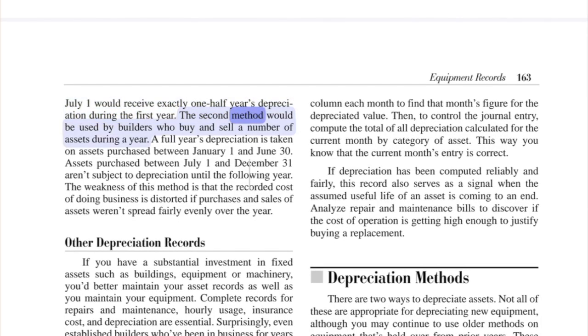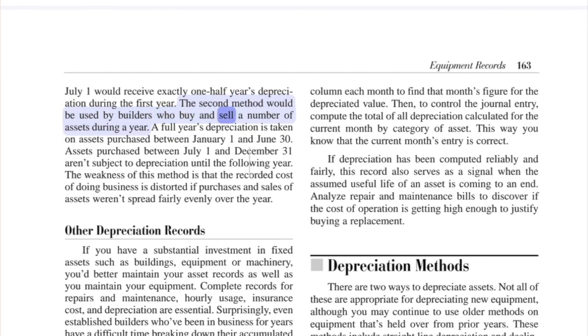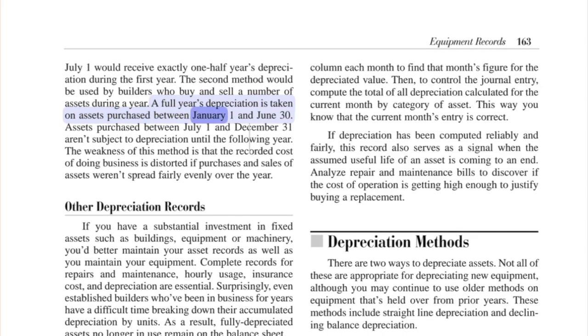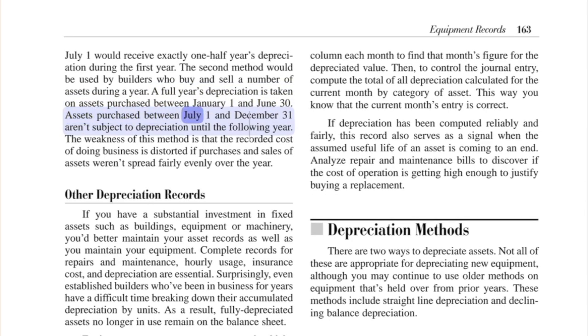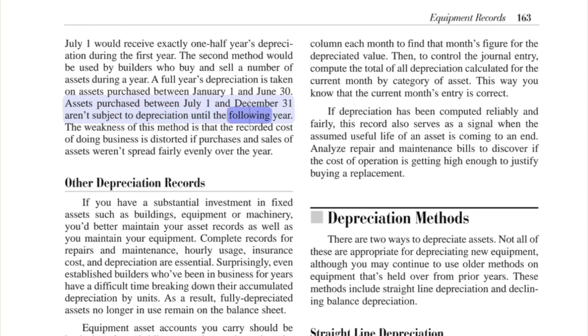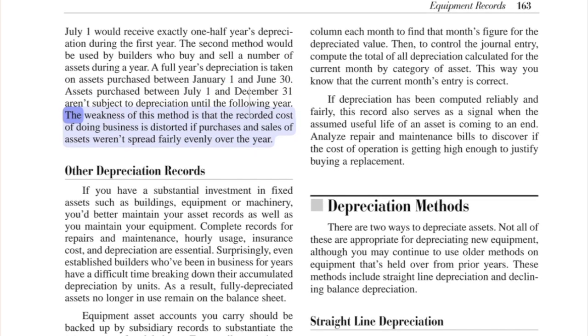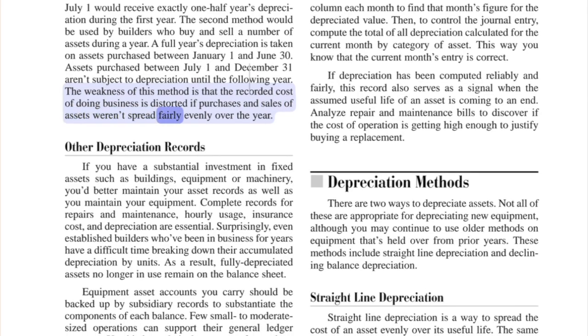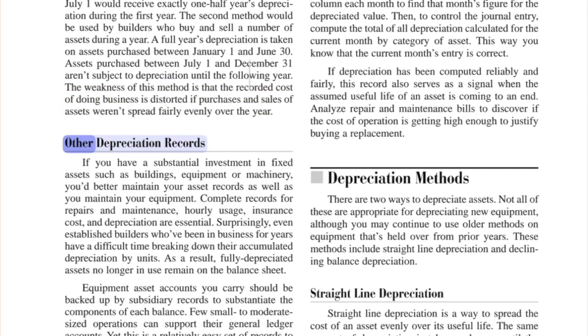The second method would be used by builders who buy and sell a number of assets during a year. A full year's depreciation is taken on assets purchased between January 1 and June 30. Assets purchased between July 1 and December 31 aren't subject to depreciation until the following year. The weakness of this method is that the recorded cost of doing business is distorted if purchases and sales of assets weren't spread fairly evenly over the year.